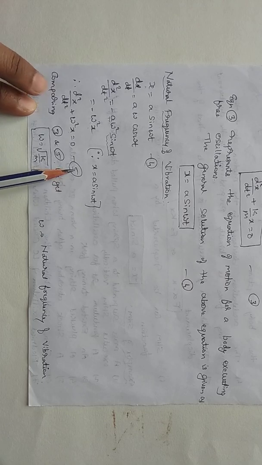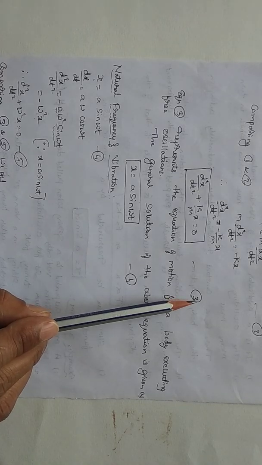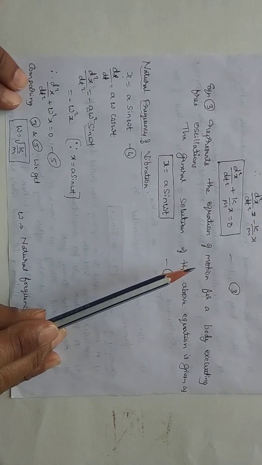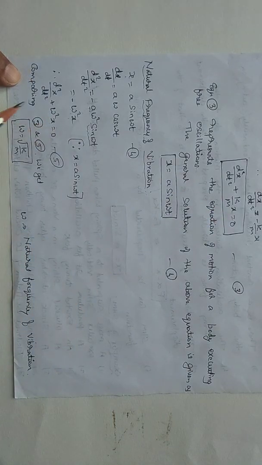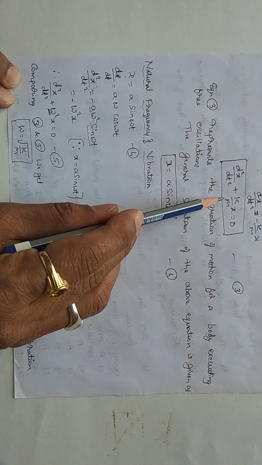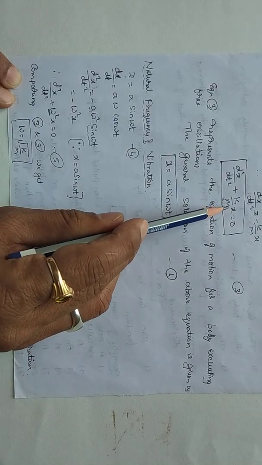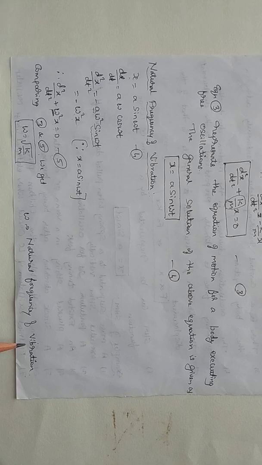So now comparing equation 5 with equation number 3, we observe that omega square is equal to k by m. Therefore, omega is equal to square root of k by m, where this omega is known as the natural frequency of vibration.